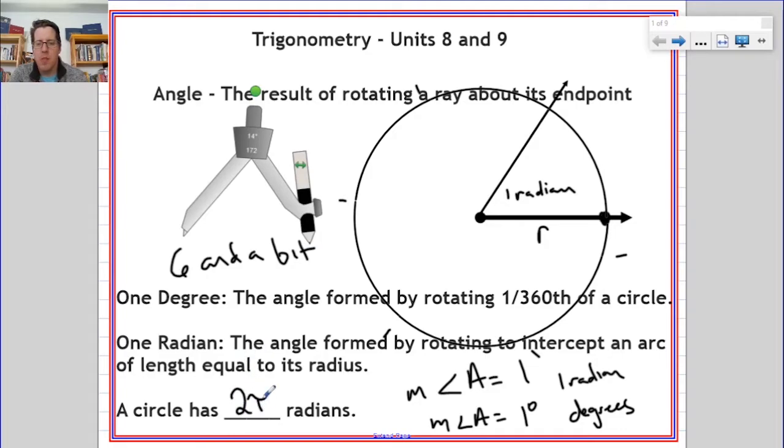2 pi. Okay, stop. Think. Why 2 pi? The radius of the circle would wrap around the circle 2 pi times, because the circumference of the circle is 2 pi r. Pretty neat, right?